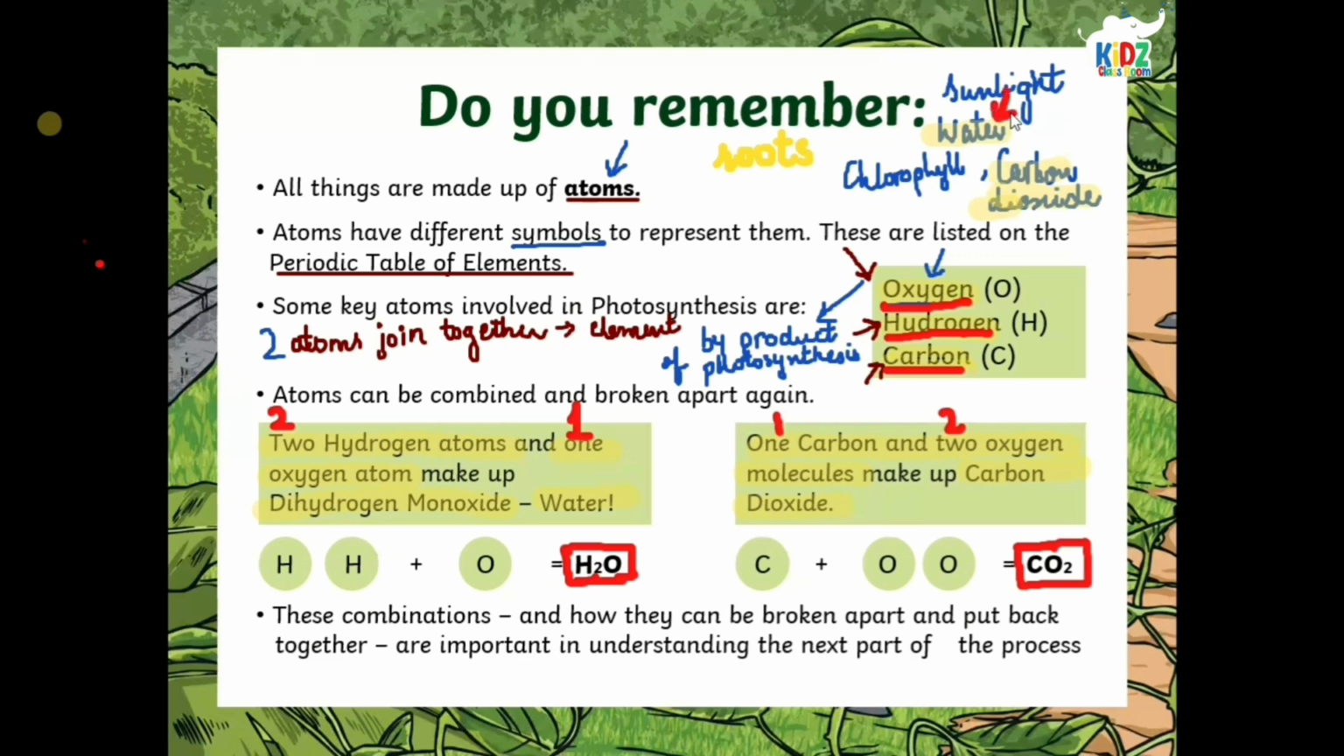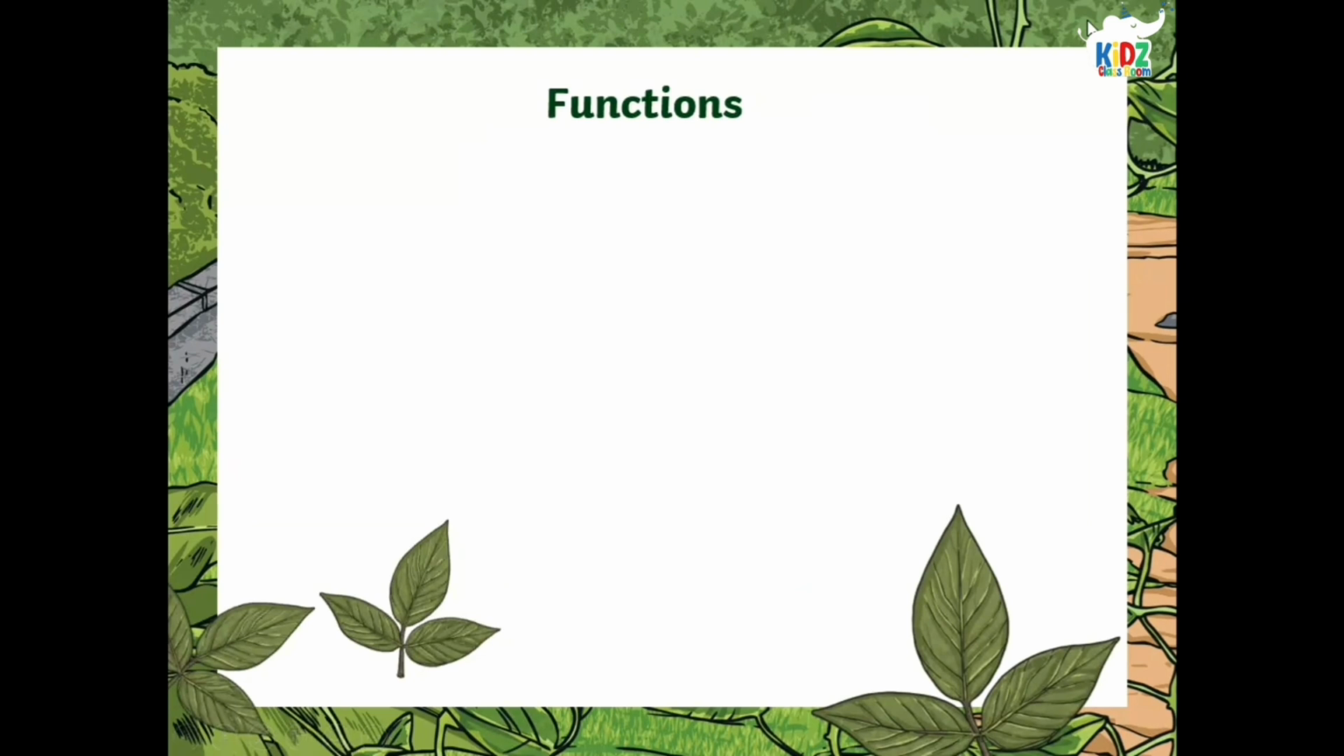Water is made up of 2 hydrogen atoms and 1 oxygen atom. And we also require carbon dioxide, which is made up of 1 carbon atom and 2 oxygen atoms. So let's move on and summarize the process of photosynthesis.